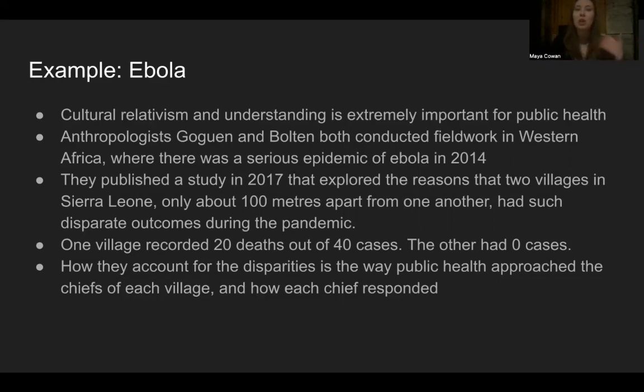So one village recorded 20 deaths out of 40 cases, and the other village had 0 cases. 100 meters apart from each other, and these are the disparities in outcomes that we're talking about. So how do we account for that? Well, Gogin and Bolton in their research discussed how basically it came down to public health practices and public health communications. And this, I know you are all familiar with, the idea of public health communications and like, how do we get people to do the thing that we want them to do for a public health purpose?